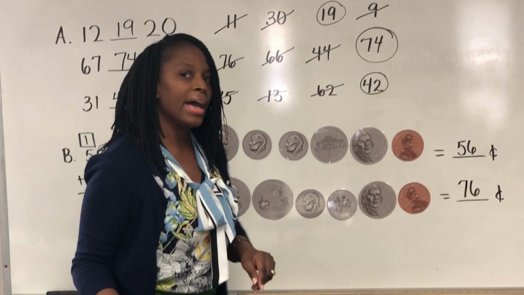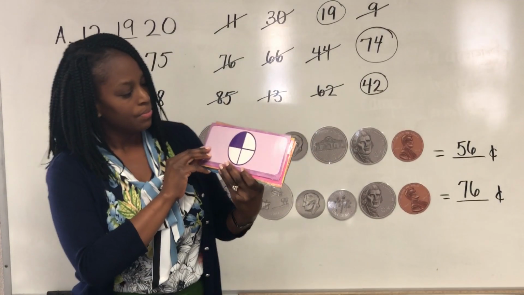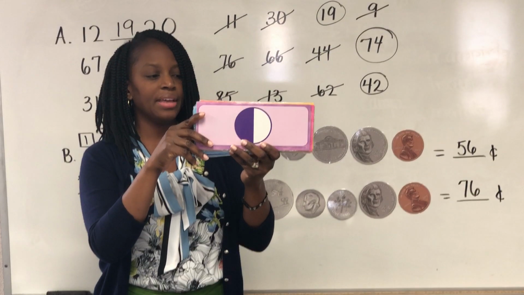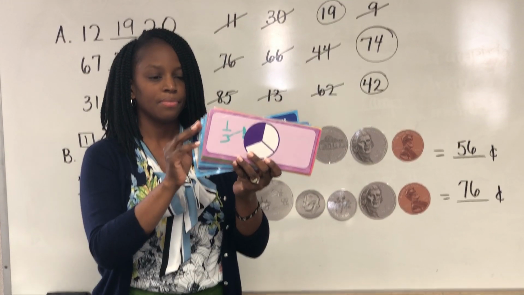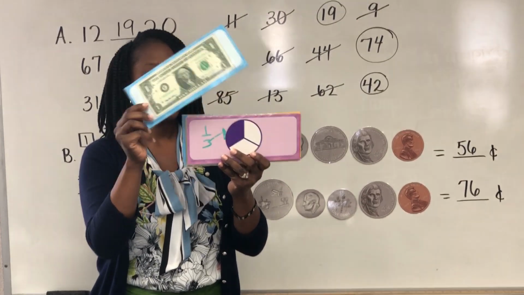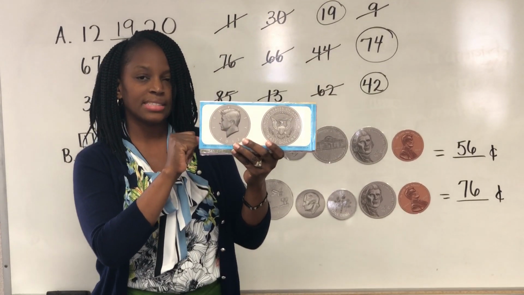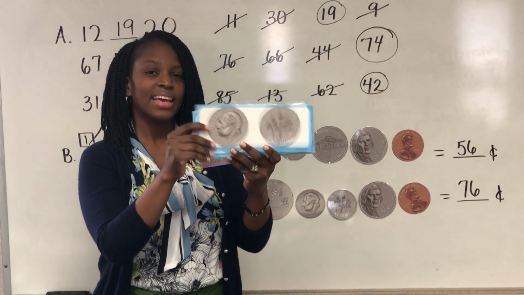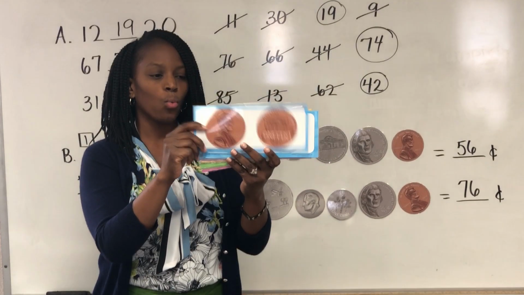All right, boys and girls, let's go ahead and review our measure sentence. All right. This shows 1/4, 1/2, 1/3. You don't need these. $1, 50 cents, 25 cents, 10 cents, 5 cents, 1 cent.